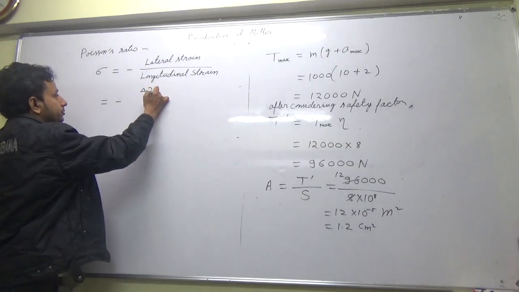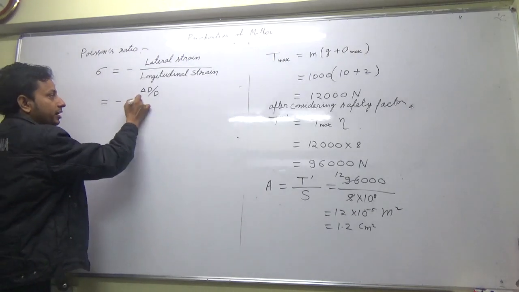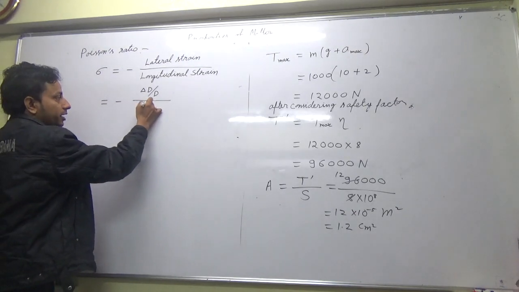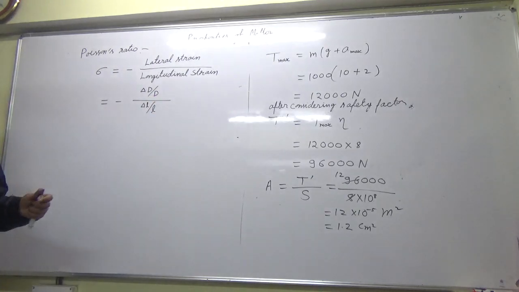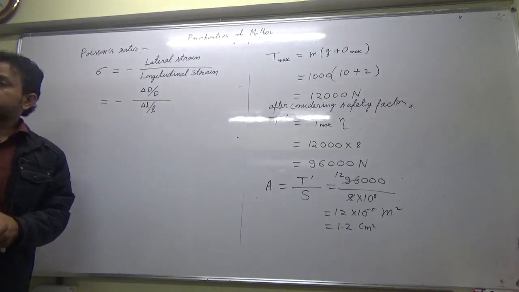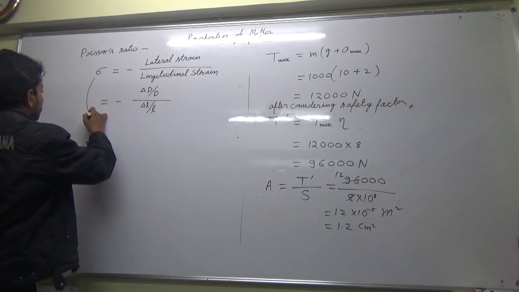Delta D by D, where D is diameter. So fractional change in diameter divided by delta L by L, the fractional change in length. This is Poisson's ratio. Its value is fixed for a particular material. It is a property of the material. Poisson's ratio is a property of material.